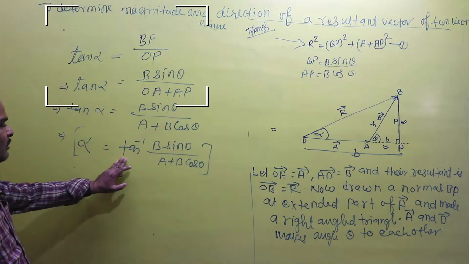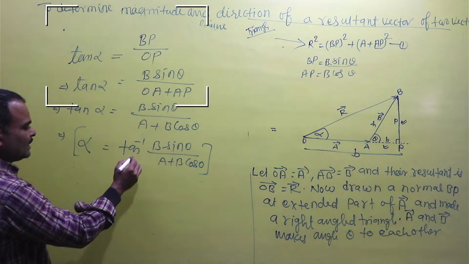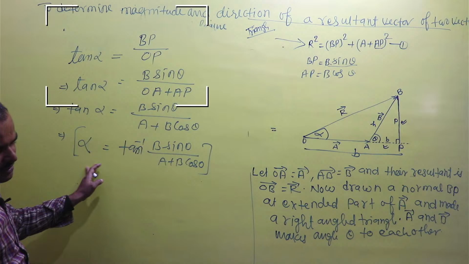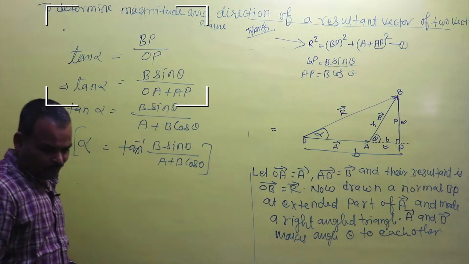This is the direction of the resultant vector: tan inverse of B sin theta by A plus B cos theta. So students, we can prove the theory the other way also.